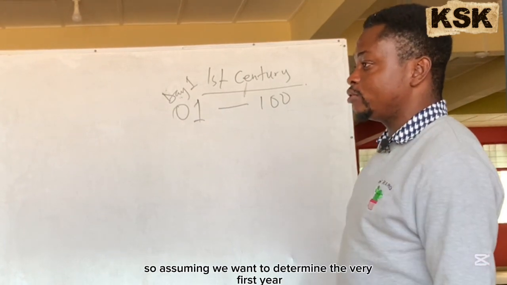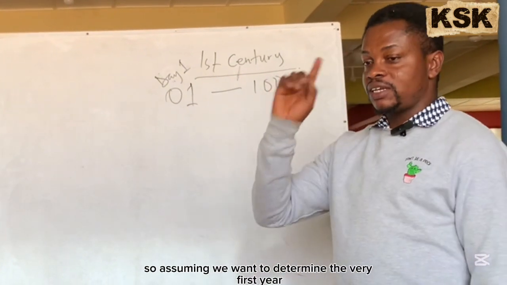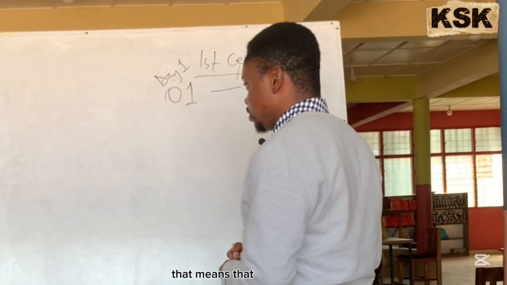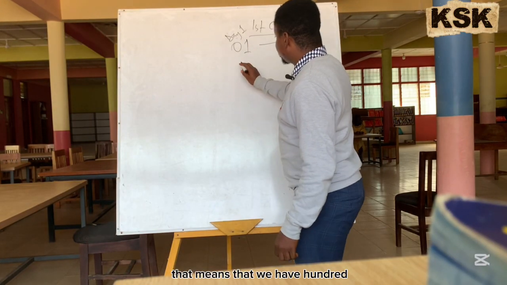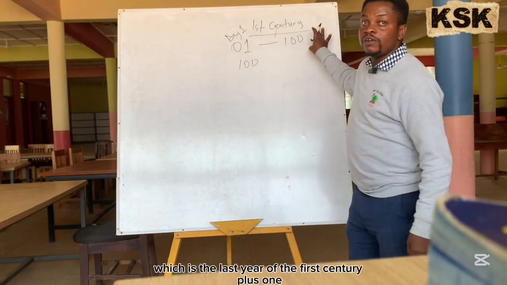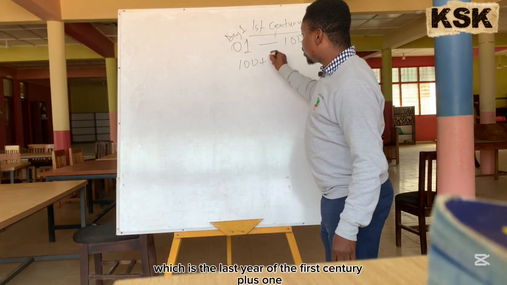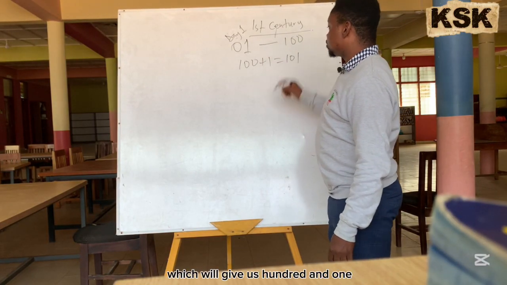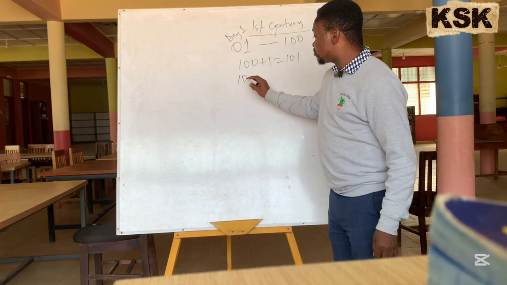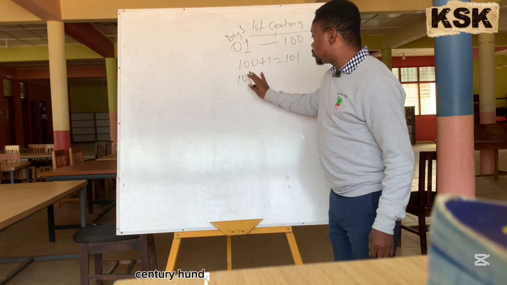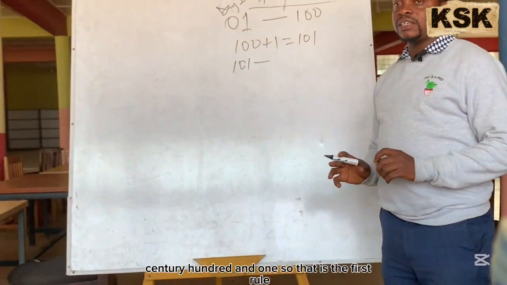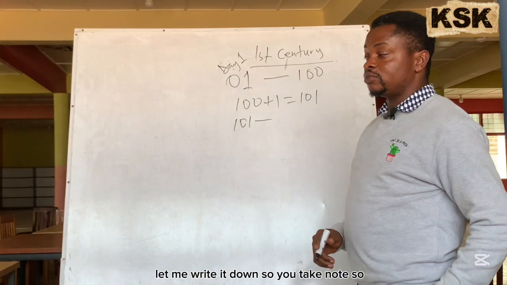So assuming we want to determine the very first year in the second century, that means we have 100, which is the last year of the first century, plus 1, which will give us 101, and that becomes the very first year in the second century, 101. So that is the first rule. Let me write it down so you take note.